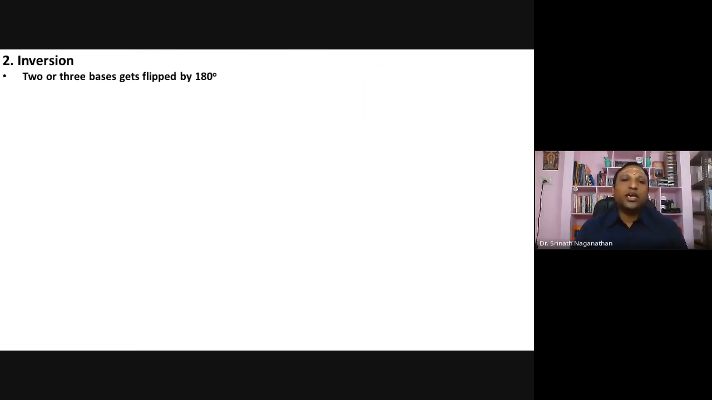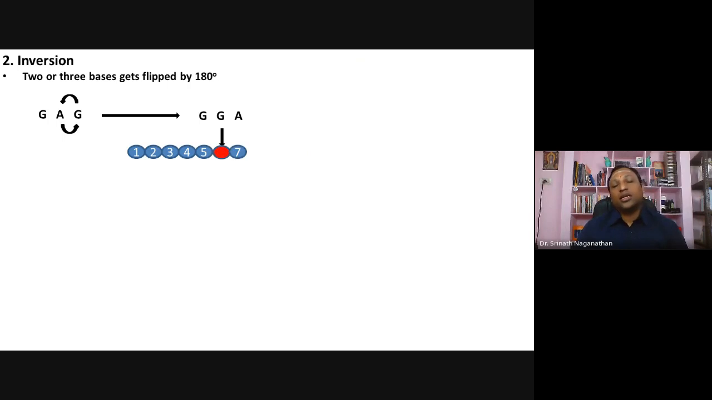So inversion. If you see the inversion, 2 or 3 bases get flipped by 180 degrees. That is, GAG is changed and becomes GGA. So 180 degree shift, it becomes GGA. And due to this, we are taking the same example 1, 2, 3, 4, 5, 6, and 7. The sixth position is actually getting changed in this, and due to this only one change is there in the amino acid.